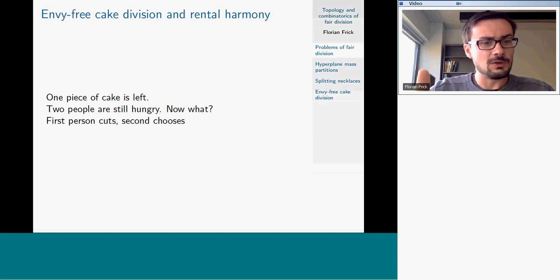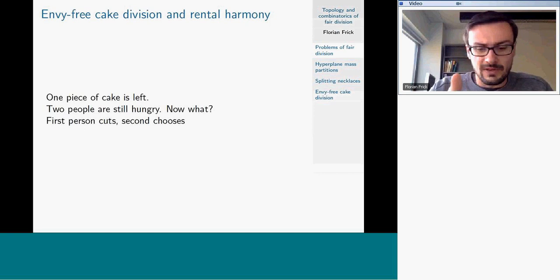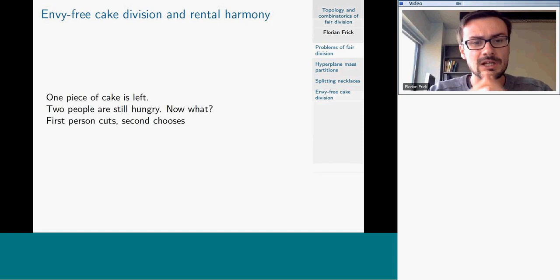Or maybe they have different preferences about the cake. Maybe there are strawberries on one side and chocolate on the other side, and one person likes chocolate more. Well, then they cut in a position where they say, I don't care which piece I get. The second person chooses the one piece they like more, and no one is jealous, right? Well, is this possible?